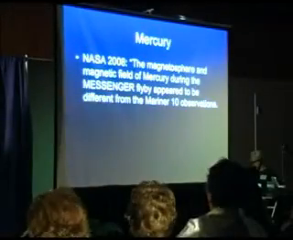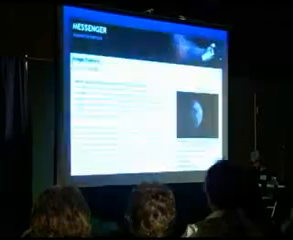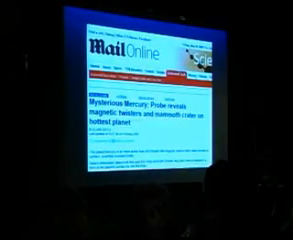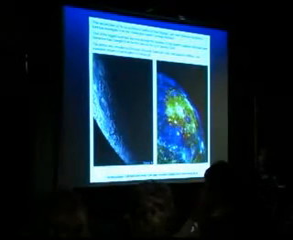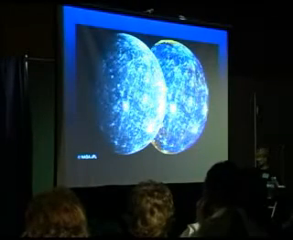Mercury is having a magnetic field increase that was not seen in the 70s, and now it's been seen in 2008. Here's a link to that. They came back in 2009 and they found magnetic tornadoes. Got it. Magnetic tornadoes on Mercury. Here's the diagram of where the magnetic field is changing. All the blue spots are where the magnetic field's heating up.